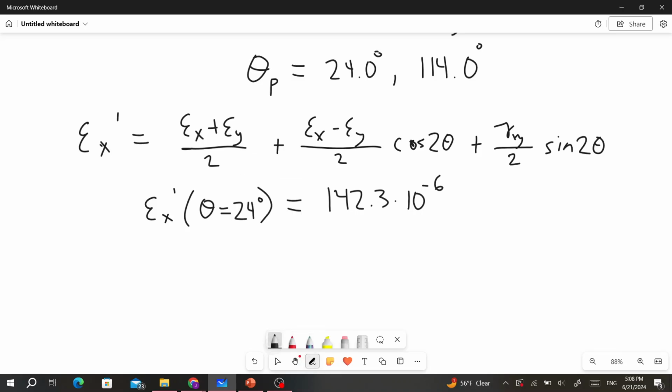And we only have to do that for one of the angles to know that theta p1 is equal to 24 degrees, and that means the other one is theta p2, which is 114 degrees, which would correspond to epsilon 2.